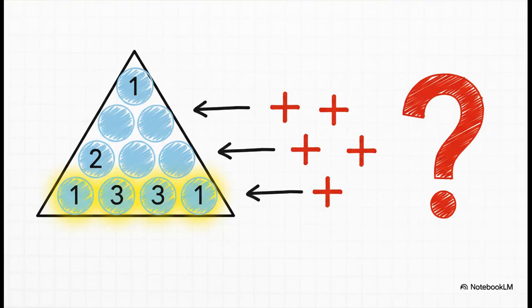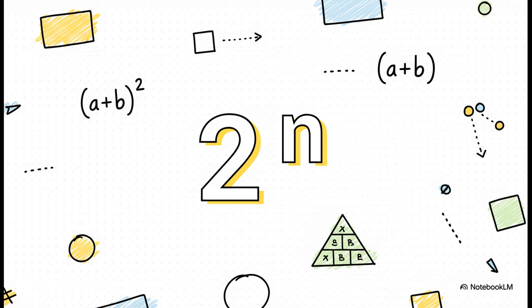Think about this for a second. What happens if you just add up all of those coefficients? For any power n, you take the first coefficient, add the second, add the third, all the way to the end. What do you think you get? Boom! It's just 2^n.